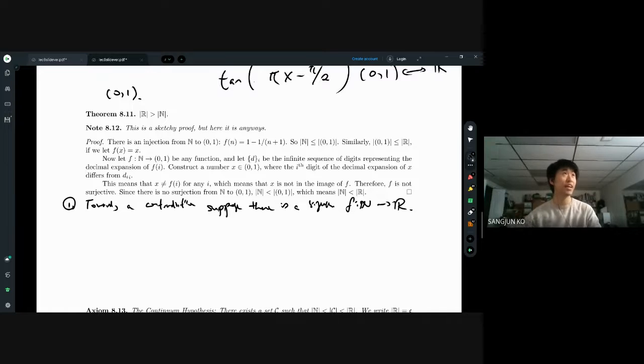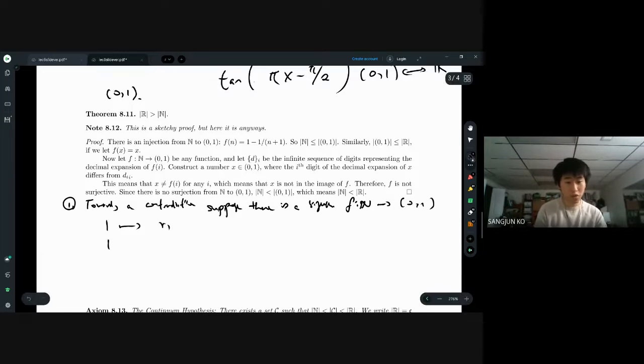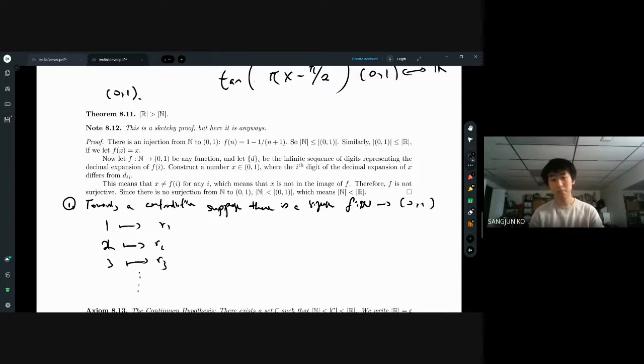Suppose they are equinumerous. Yes. Okay, so what does that mean? If there is a bijection, then 1 maps to something, and in fact, I'm being stupid, so (0, 1) and not R, right? So 1 is going to map to some r1, 2 is going to map to some r2, 3 is going to map to some r3, and so on, right? Okay.